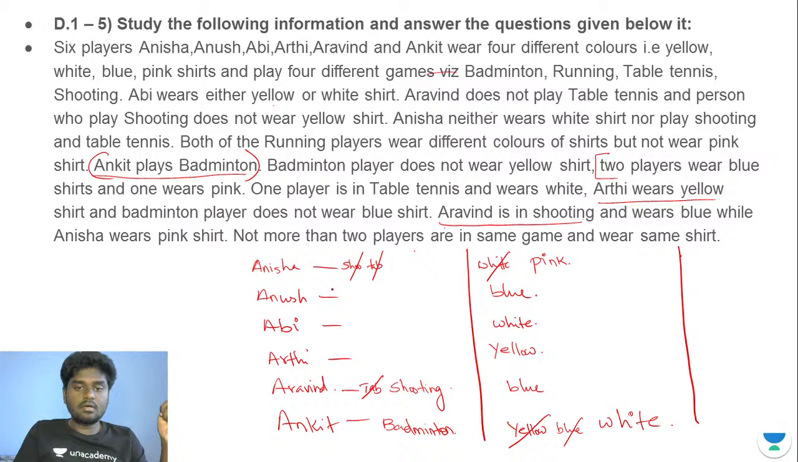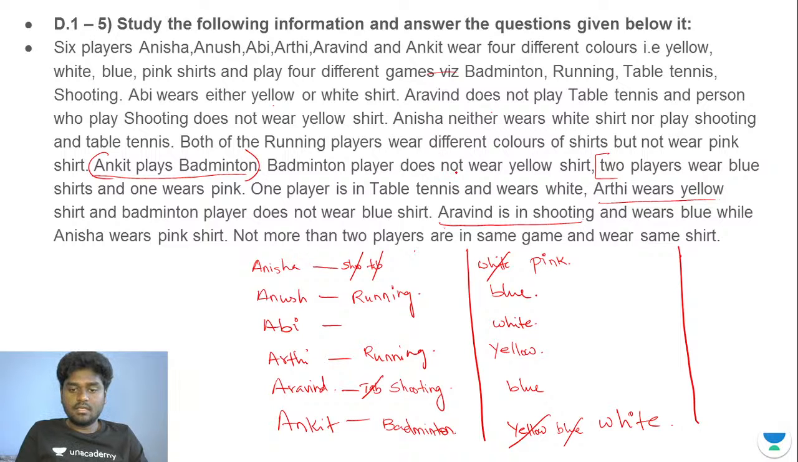And if we go for the games, right? You know the fact that when it comes to running, both of the running players wear different colors of shirts. Okay, but they will not wear pink shirt. So if that is the case, then it's going to be Anush who will be for running, and the other player, it's going to be Aarti who will be for running, right?